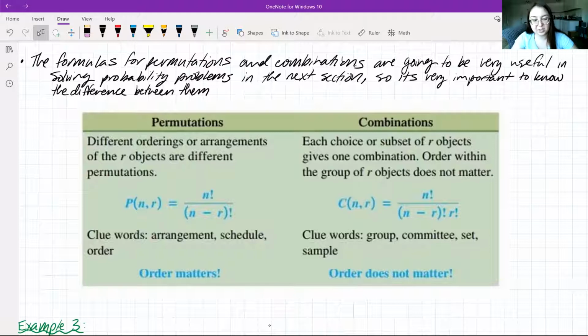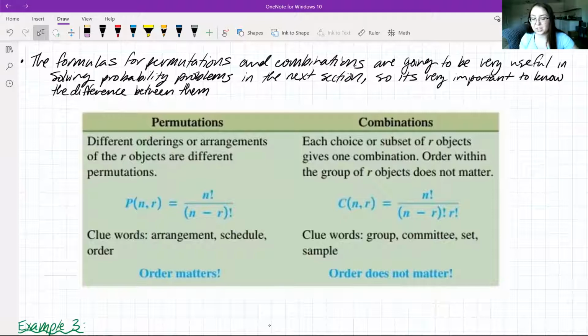Starting with permutations, different orderings or arrangements of the r objects are different permutations. And then we have, of course, our equation, which is P of n comma r is equal to n factorial divided by n minus r factorial. The clue words here are arrangement, schedule, and order. And this is because order matters. So the order matters for permutations. Whenever you see words in a question like arrangement, schedule, order, automatically you should think, I need to do permutations.